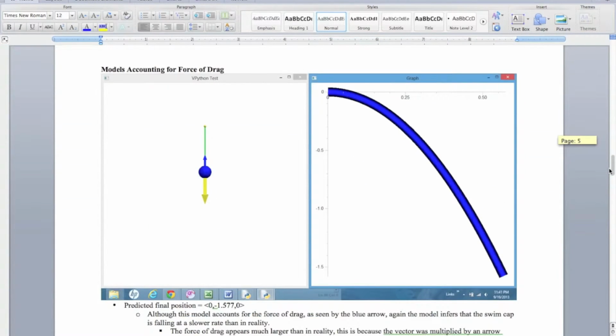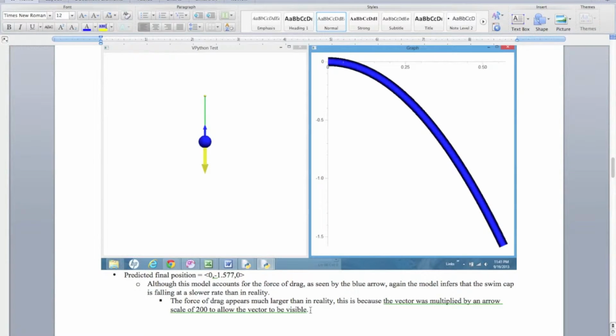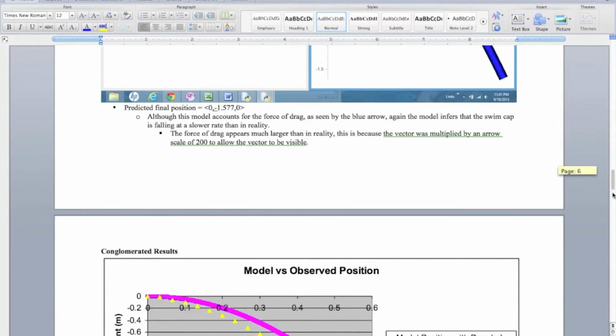Again, within my models accounting for the force of drag, it infers that the swim cap is falling at a slower rate than in reality, for the same reasons. The force of drag appears much larger than in reality, represented by the blue arrow, because the vector was multiplied by an arrow scale of 200 to allow the vector to be visible.